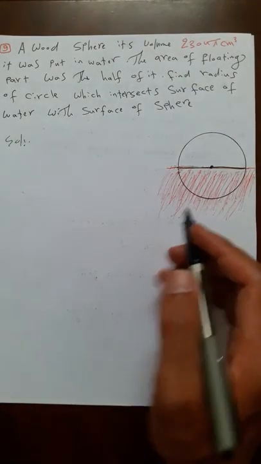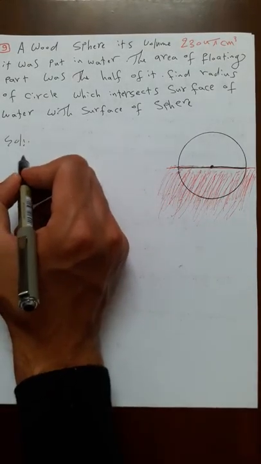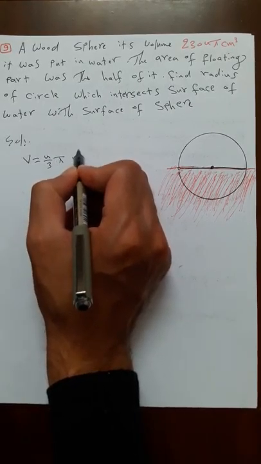So I will use the rule of the volume of sphere: V equal to 4 over 3 pi r with power 3.